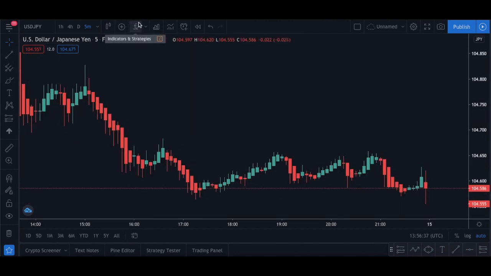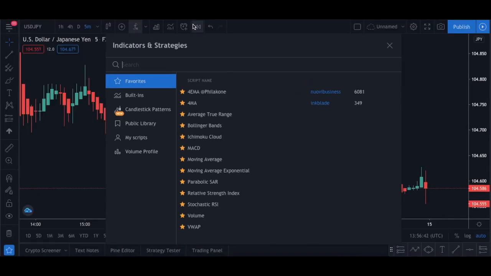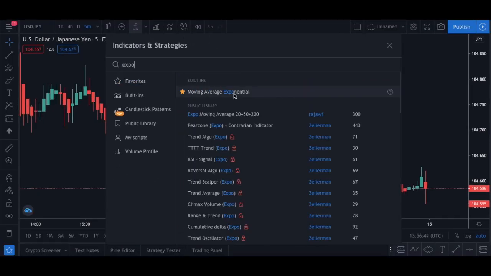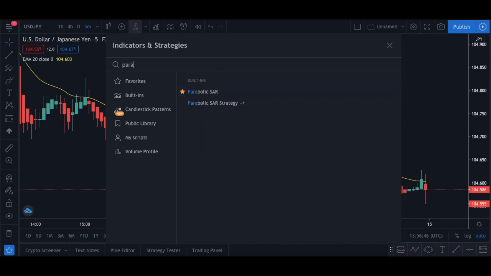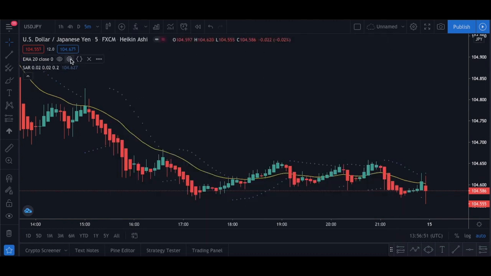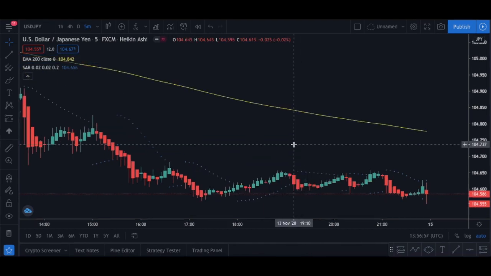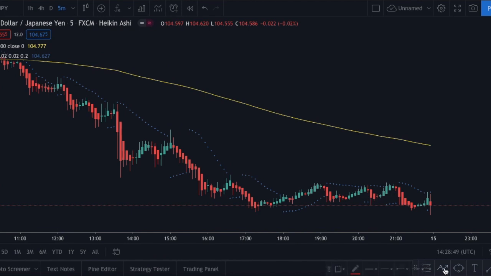So, we changed the candles. And we should add the 200-period EMA, and the Parabolic Sar before starting to trade. We will click the indicators button here and add them. You can search them here, and add them to your favorites just like I did since we will use them quite often. We should change the period of the exponential moving average to 200. Now we already have everything we need to start trading.